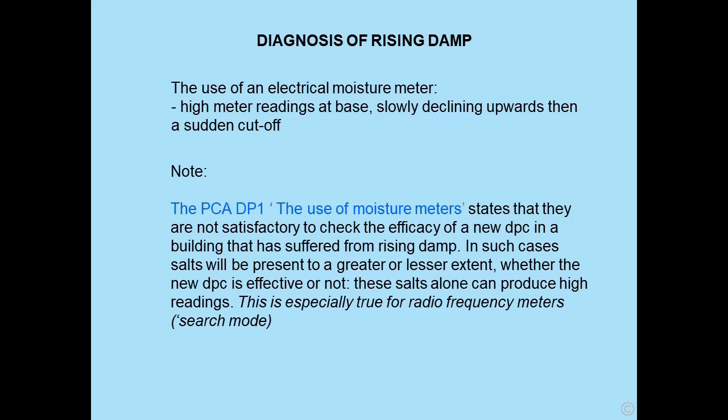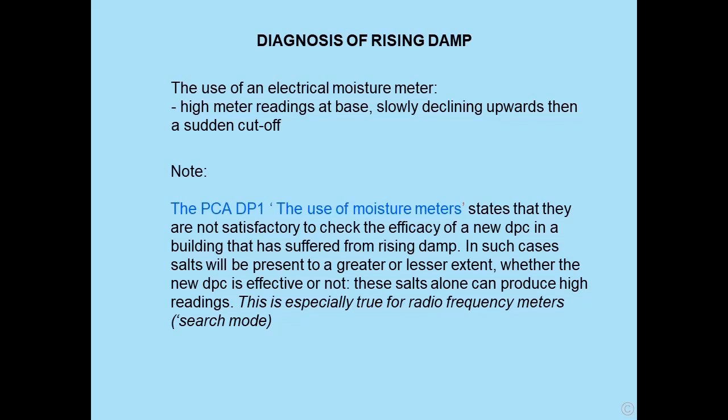So how do we diagnose rising damp? Well, we looked at some of this earlier on. Use of an electrical moisture meter, high meter readings at the base, slowly declining upwards and the sudden cut-off. There's quite a nice note in the Property Care Association's DP1, use of moisture meter, which states it's not satisfactory to check the performance of a new damp-proof course in a building that has suffered from rising damp.